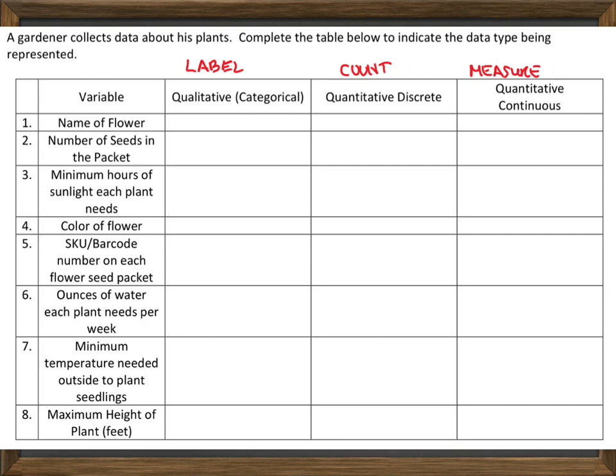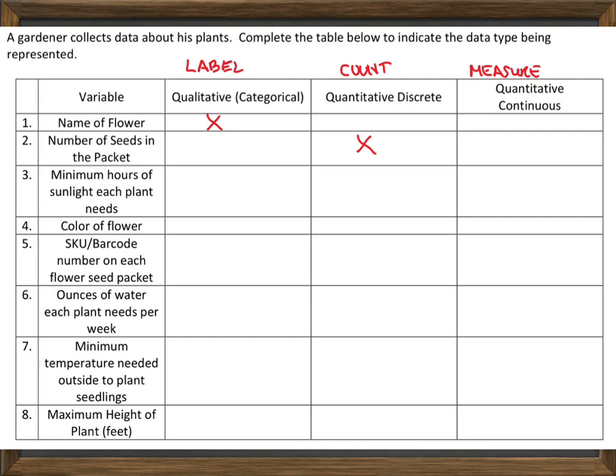So let's begin. The name of a flower, is that a count, a label, or a measure? Well, it's clearly a label, right? It's labeling something. The number of seeds in a packet. Well, can you have half a seed? Well, probably, but it's not going to grow, right? So we need a whole number of seeds, so that would be counting.